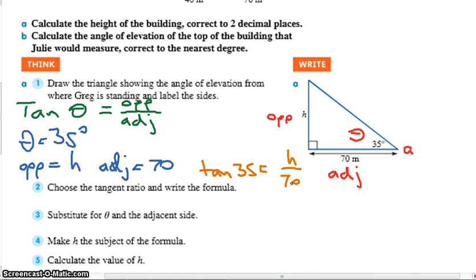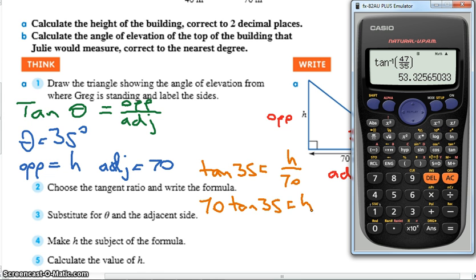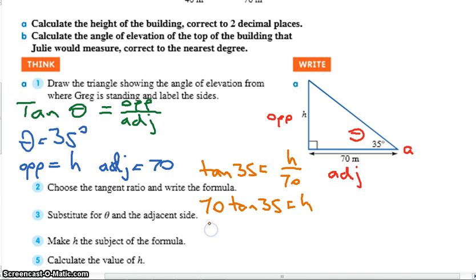Then we rearrange it. 70 tan 35 equals H. Then we put it into our calculator. 70 tan 35. We get 49.01 metres. And that's the first part done. Everyone happy with that? That's all the same stuff we've always done. 70 tan 35 equals H.